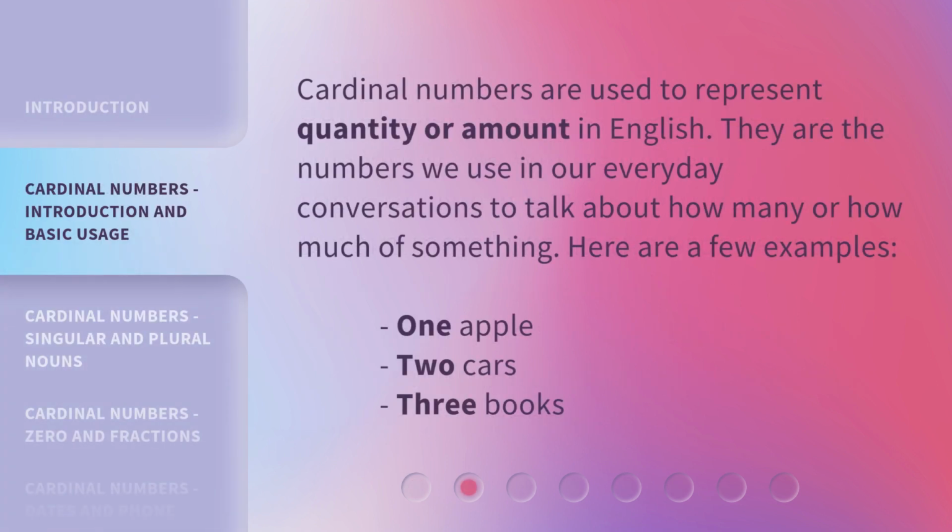Cardinal numbers are used to represent quantity or amount in English. They are the numbers we use in our everyday conversations to talk about how many or how much of something. Here are a few examples. 1 apple, 2 cars, 3 books.